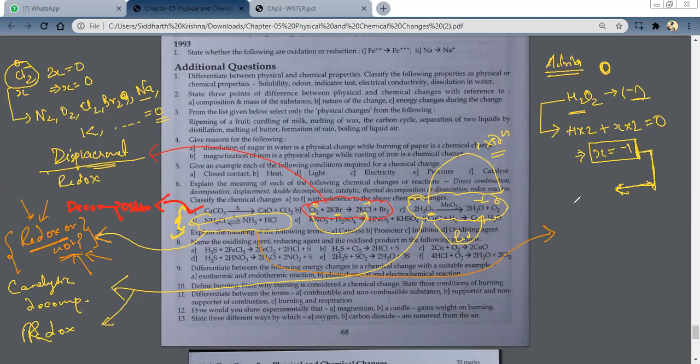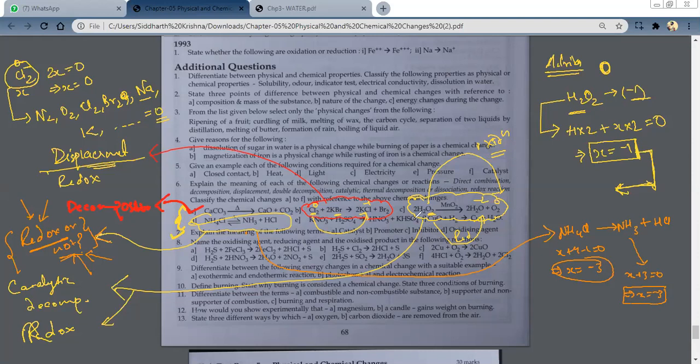In NH4Cl, let us consider N as X. X plus 4 into 1 minus 1 equals 0. So 4 minus 1 equals 0, X equals minus 3. So the charge of nitrogen is minus 3. But in NH3, if we see, X plus 3 equals 0, so X is again minus 3. So there is no change of charge in N. The oxidation state of N in both cases is the same. For H also it is the same.